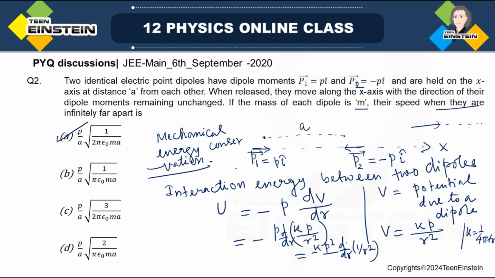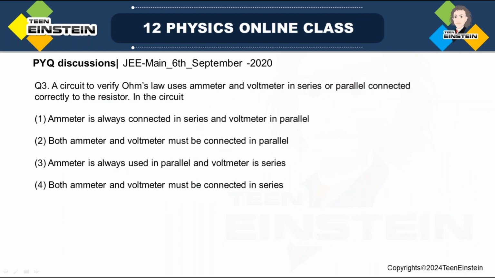Okay, let us go to the next problem. So this is not a numerical problem, just a simple analytical question, and this is from your experimental or instrument part. A circuit to verify Ohm's law uses an ammeter and voltmeter, in series or parallel, connected correctly to the resistor.